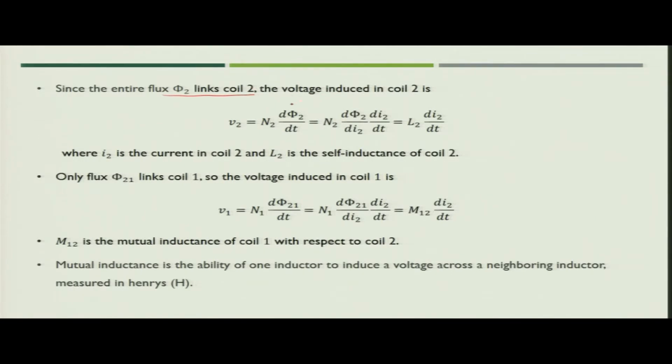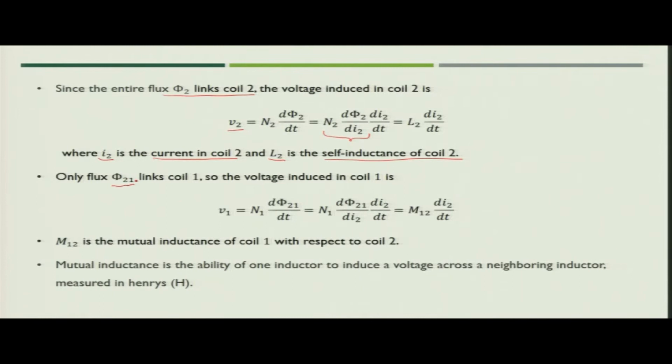So, what can we write? V 2 is nothing but N 2, the number of turns in the second coil, d phi 2 by dt, or if we rearrange it, N 2 into d phi 2 by d I 2 into d I 2 by dt. Now, this particular portion you can write as L 2. So, V 2 will be equal to L 2 d I 2 by dt. What is I 2? I 2 is the current in coil 2 and L 2 is the self inductance of coil 2.